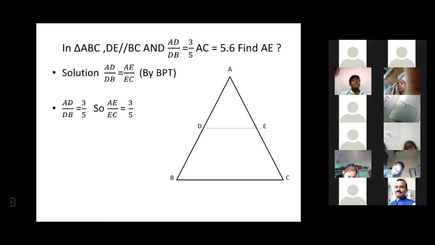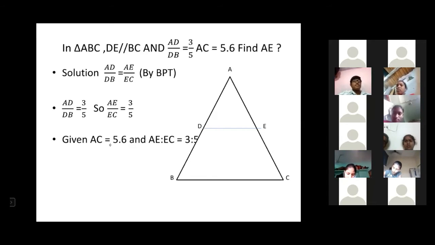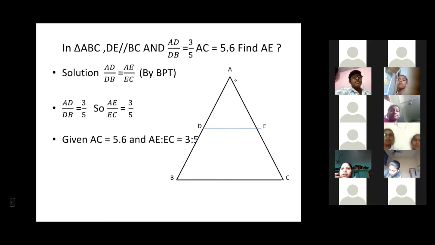Now AD by DB is given as 3 by 5, and in the basic proportionality theorem these two ratios are equal. AD by DB is equal to AE by EC. If AD by DB is equal to 3 by 5, then automatically AE by EC is also equal to 3 by 5. Okay. Now AC is given as 5.6, and the ratio AE by EC is 3 by 5.